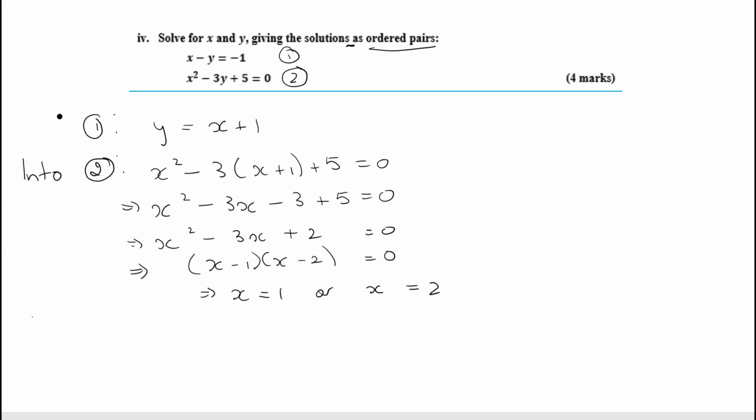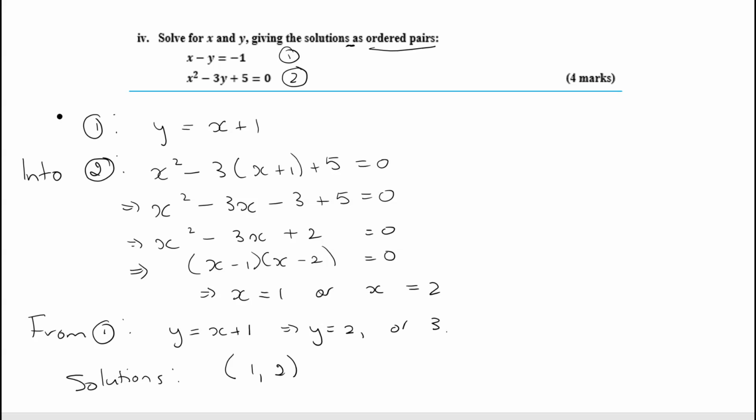Okay, now from the first equation that we've got there, we said already that y is equal to x plus 1, so therefore y is equal to 2 or 3. Now, putting them in as ordered pairs, so the solutions will now be 1 and 2 and 2 and 3. You need to put them to get the last marks as ordered pairs, and you will lose marks if you don't.